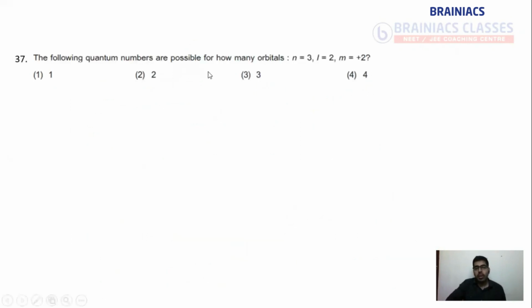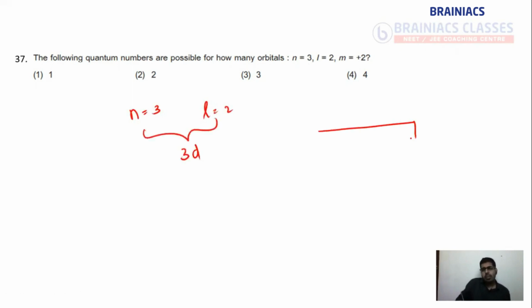The following quantum numbers are possible for how many orbitals? n is equal to 3, l is equal to 2, m is equal to +2. Already we have done these questions. n is equal to 3 and l is equal to 2 means it is a 3d orbital.